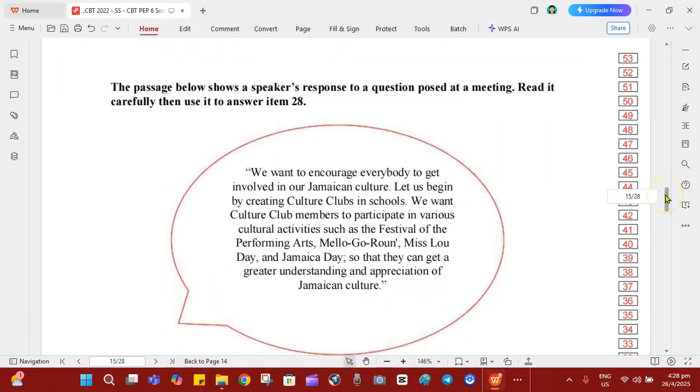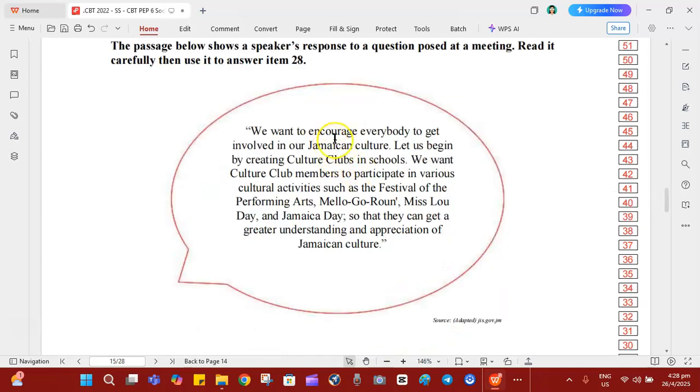All right, the passage shows a speaker's response to a question posed in a meeting. Read it carefully, then use it to answer 28. "We want to encourage everybody to get involved in our Jamaican culture. Let us begin by creating cultural clubs in school. We want culture club members to participate in various cultural activities such as Festival of the Performing Arts, Mello-Go-Round, Miss Lou Day, and Jamaica Day, so that they can get a greater understanding and appreciation of Jamaican culture."